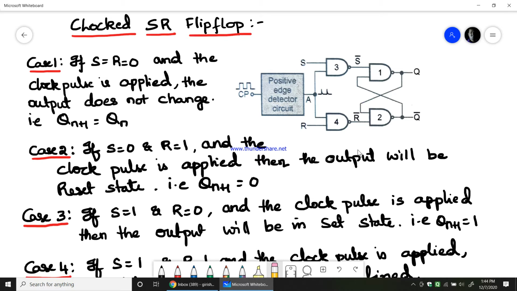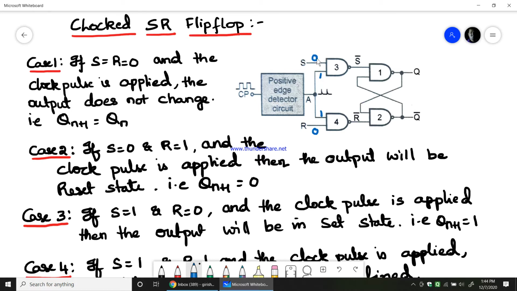Now, case by case, we'll see how this SR flip-flop will give the different states of the output. In the first case, let us assume S and R equal 0. Now this 0 and 0, along with a clock pulse being given. When we give the clock pulse, these two inputs will take the input as 1 and 1.